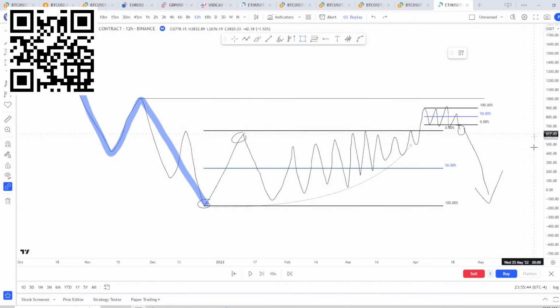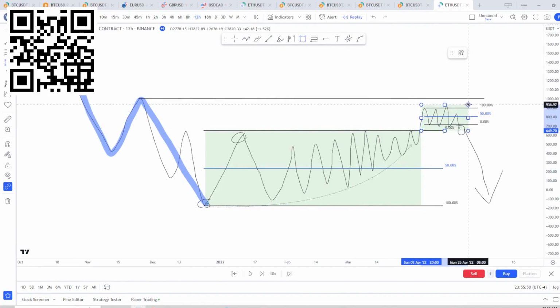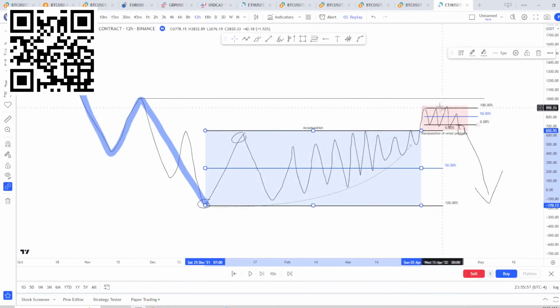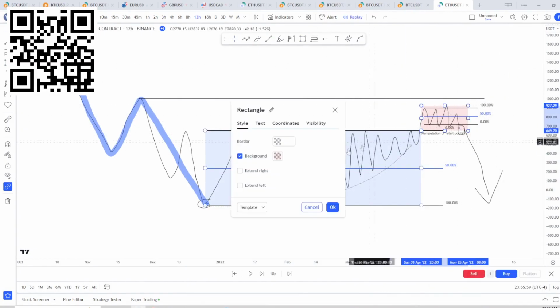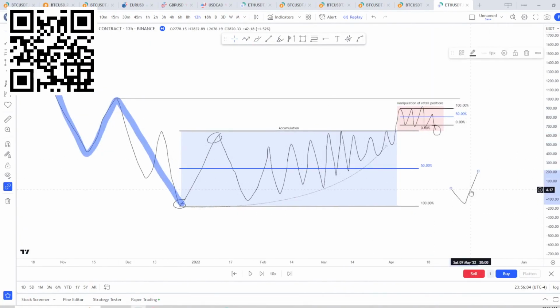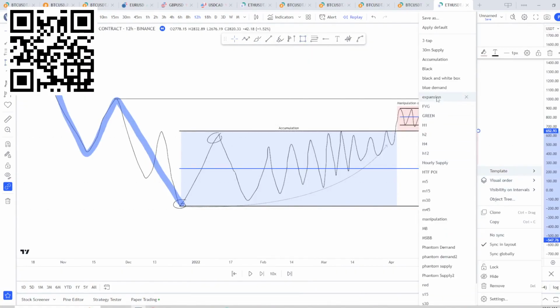This is my version of it, but the 3-box method is basically to say that, hey, this is accumulation. This is manipulation above the range high. So here's the accumulation in green. Here's the blue. Here's the manipulation of the retail positions. We can put that text on the high here. And the move down after the close back within the range is what we call the expansion away, or the continuation of the overall trend.